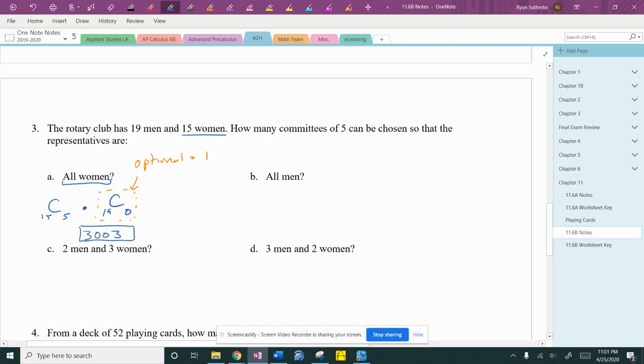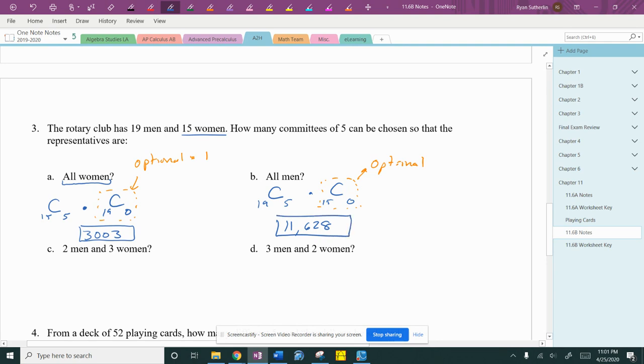So using that same idea, the committees that would be all men. So I have out of the 19 men, I want 5. Out of the 15 women, I want 0. So again, this choose 0, you're going to see me put that in the work all the time. But again, I just want to clarify that that part is optional. And really all you need is the 19 choose 5. There should be more committees because there's more men, and there are 11,628.